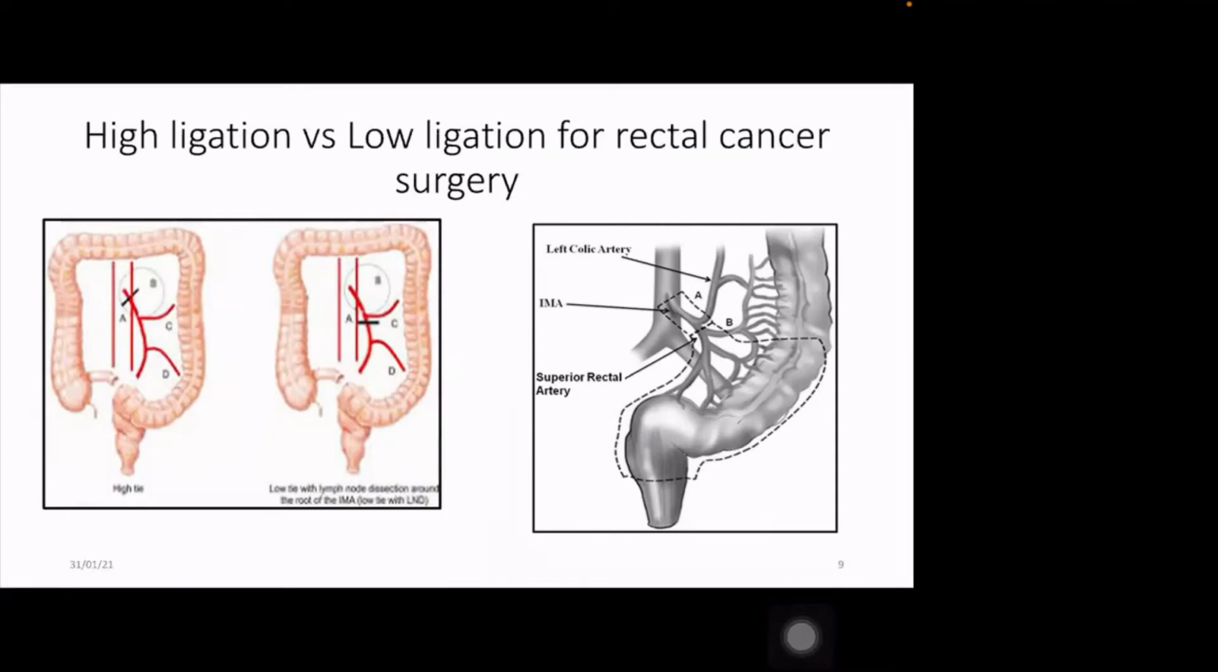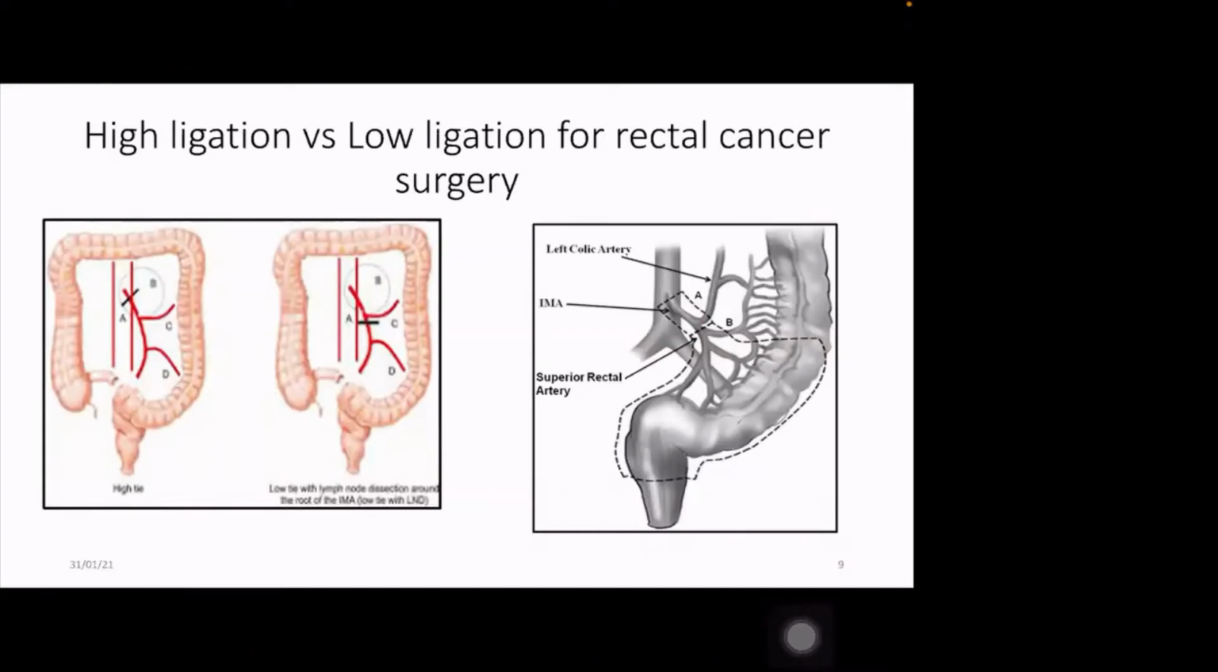So when you're removing the rectum for a malignancy, obviously you have to ligate the blood supply corresponding to whatever organ you have to remove. For a rectum, when you're doing a surgery for rectal cancer, the blood supply of the rectum is from the inferior mesenteric artery. So where you're going to ligate the inferior mesenteric artery is this debate of high ligation versus low ligation.